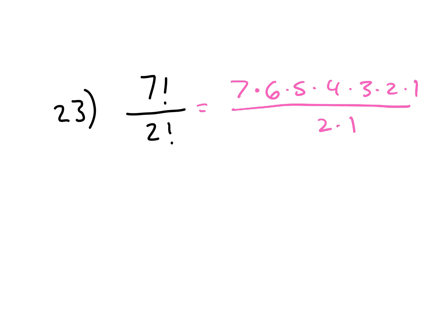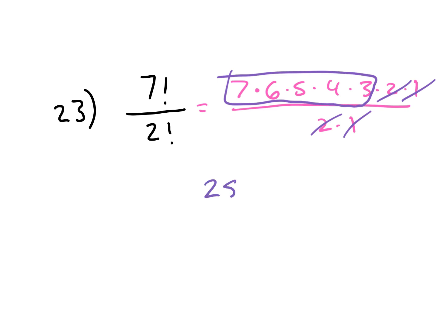So is there anything I can cancel out? The 2 and the 1. So then I just have to put 7, 6, 5, 4, 3 in my calculator. So 7 times 6 times 5 times 4 times 3. What do we get? 2,520. Awesome.